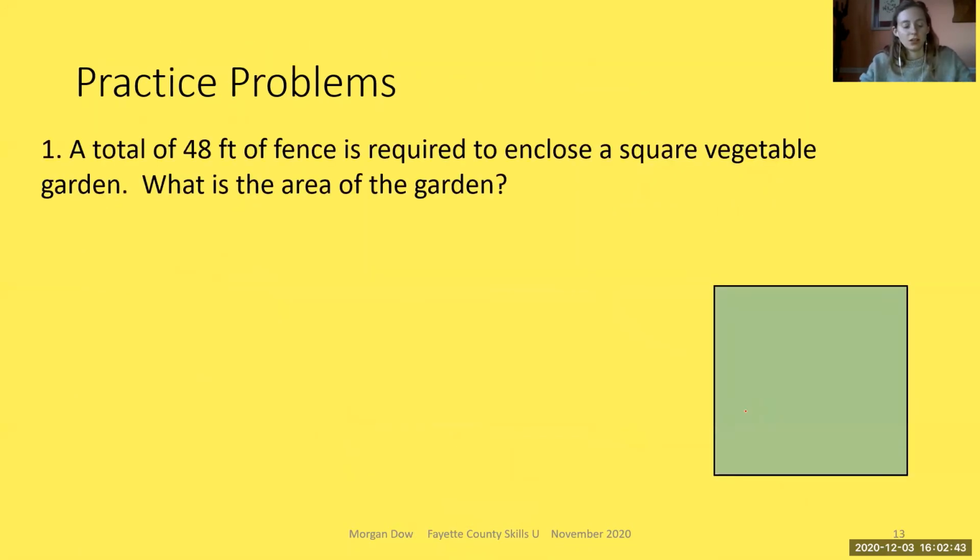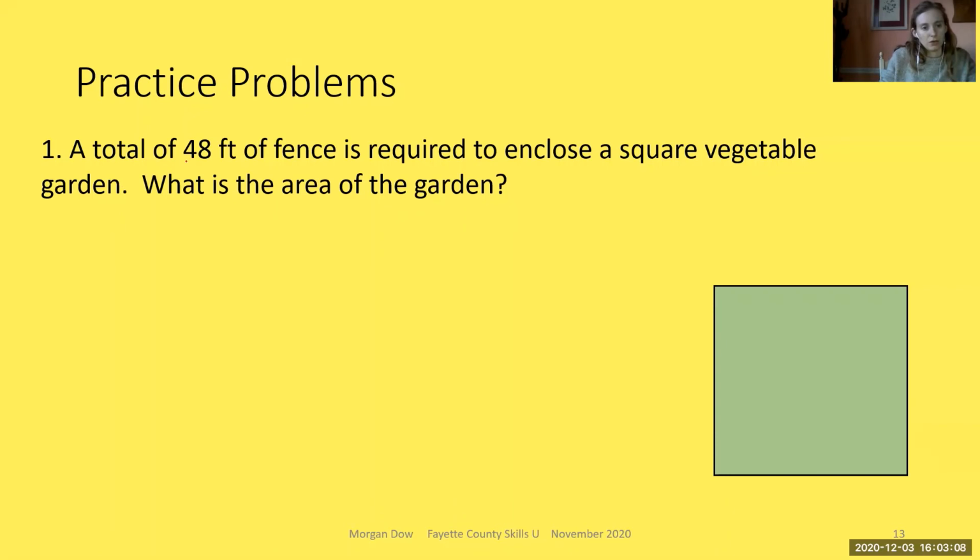All right, and we're going to finish off our lesson here with a couple of practice problems. Number 1, a total of 48 feet of fence is required to enclose a square vegetable garden. What is the area of the garden? I'd highly recommend that you go ahead and pause the video here, try and solve this problem yourself, and then come back to it when you think you've got it.